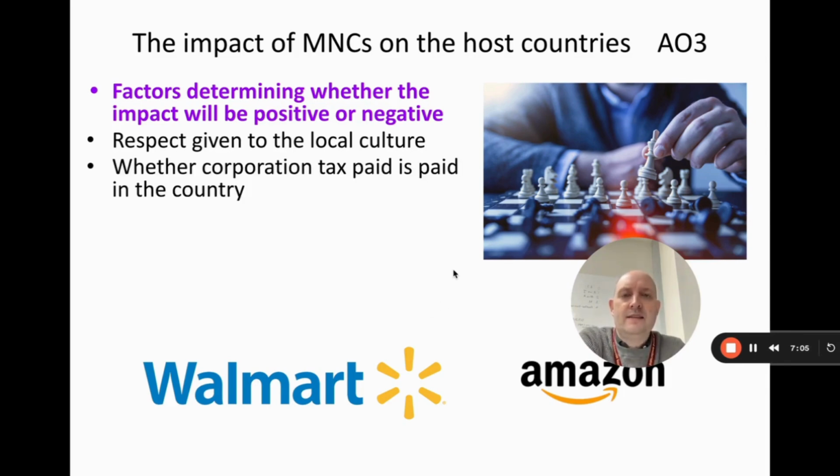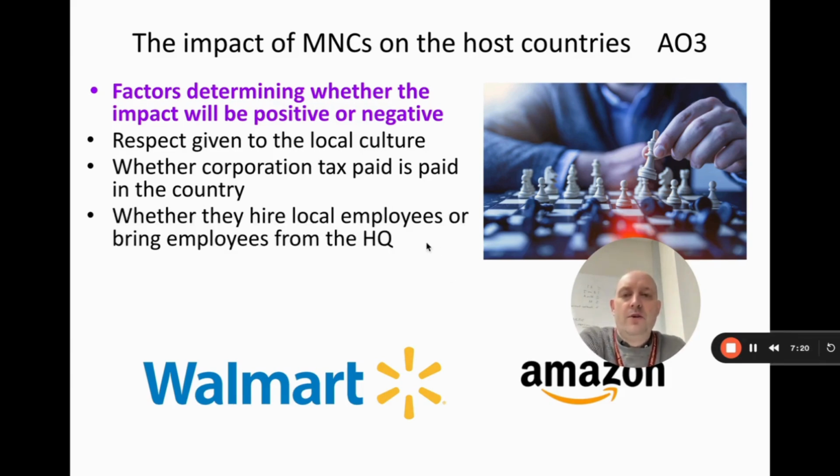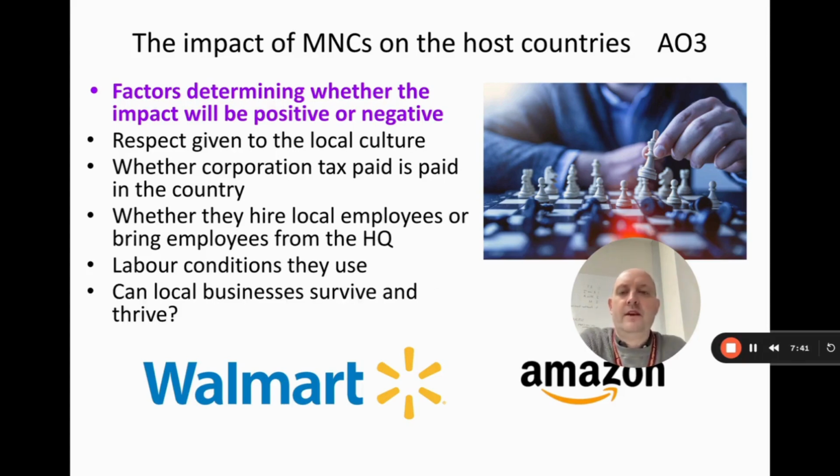Whether corporation tax is paid in the country. There's a typo there. Sometimes multinational companies can move their profits around to different countries, and they can actually pay zero tax in some countries. So obviously that's not going to be a positive. Whether they hire local employees or bring employees in from the headquarters. They may end up opening the business in the host country, but just bringing their employees from overseas, and so that wouldn't necessarily lead to a boost in jobs. And then finally, what sort of labor conditions they use. So are they exploiting the local workforce, or are they treating them ethically?